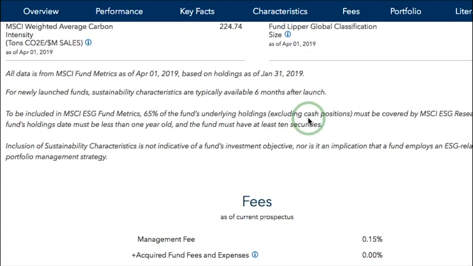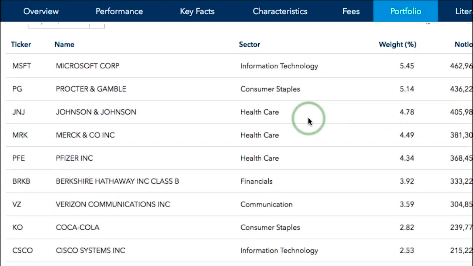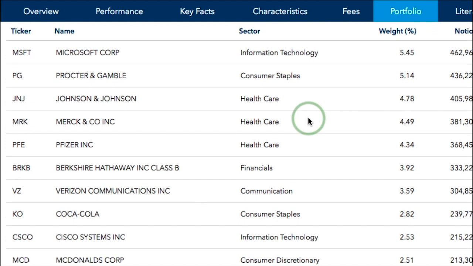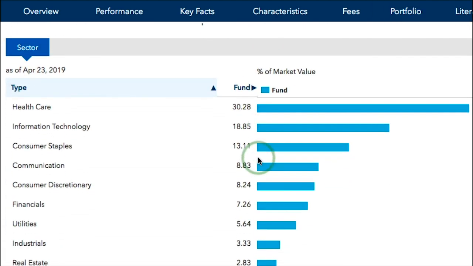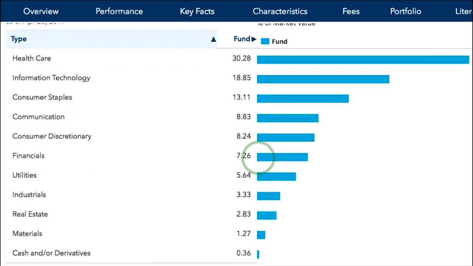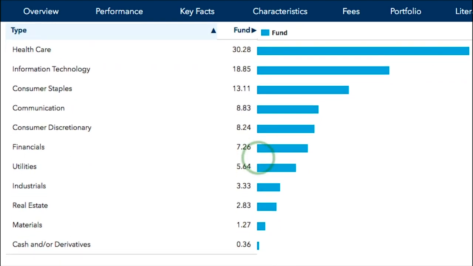You can see a lot of details about the ETF. Then you look at the top holdings, and okay, we've got Microsoft up there, but then we've got Procter & Gamble as the second biggest holding, and Johnson & Johnson and Merck and Pfizer. They don't sound like momentum stocks to me. Cisco, yeah.